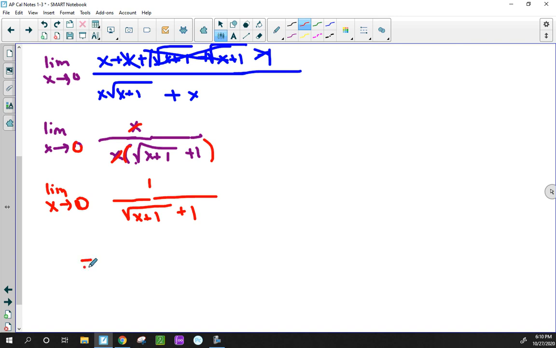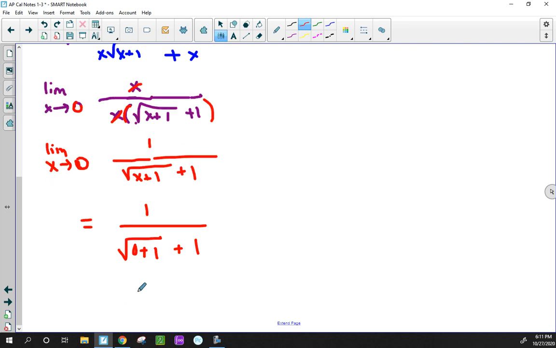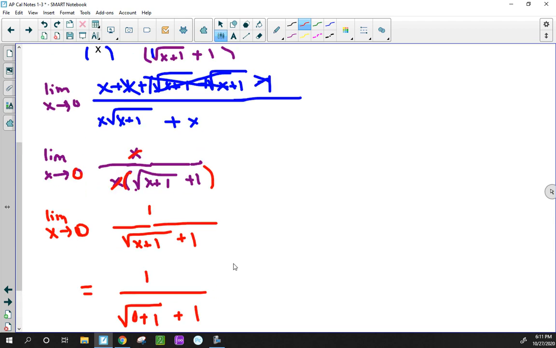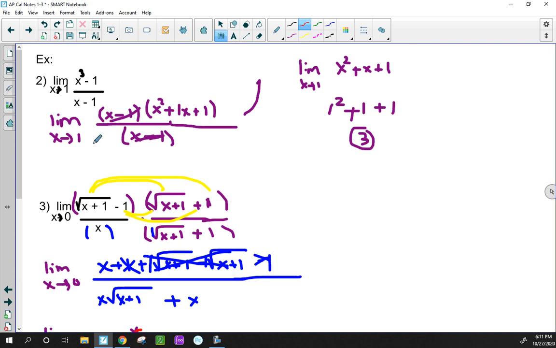Now we can draw equal if we want. 1 over square root of, put 0 directly into x's place. Numerator stays the same, of course. The denominator becomes the square root of 1. The square root of 1 is just 1, and 1 plus 1 is 2. And we finally got an answer that's not an indeterminate form. Okay, so that's the idea behind that.